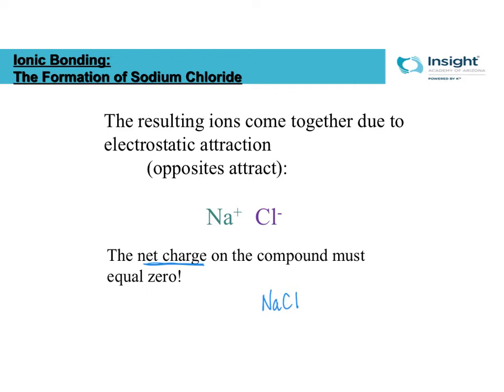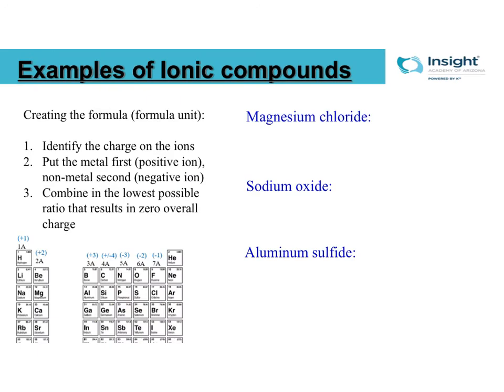It gets a little bit trickier when you don't have the same charge for each. So when it comes to creating ionic compounds, we call the formula, you'll also see it referred to as formula unit. So that's this, NaCl, the formula. To do that, you first want to identify the charge on your ions. So for example, this is a chemical compound, magnesium chloride. Magnesium, the first word, is easy. That's magnesium on the periodic table, which is over here.